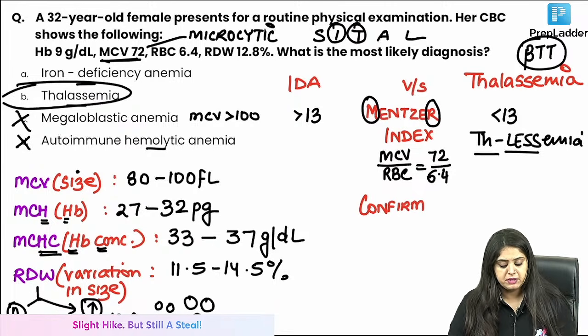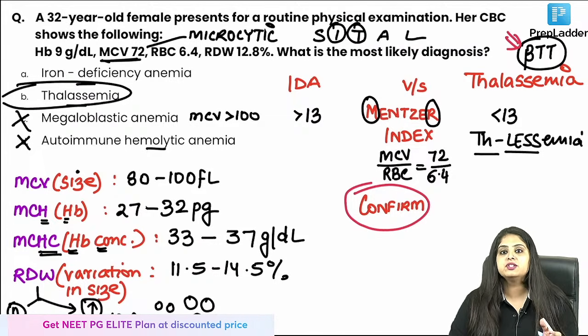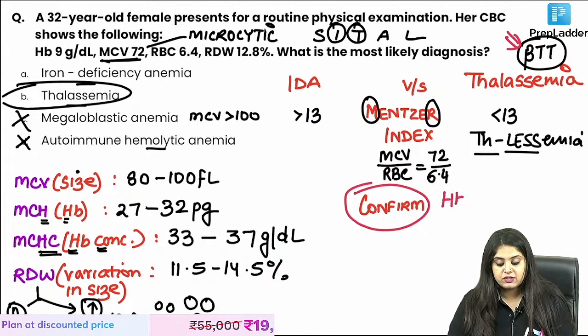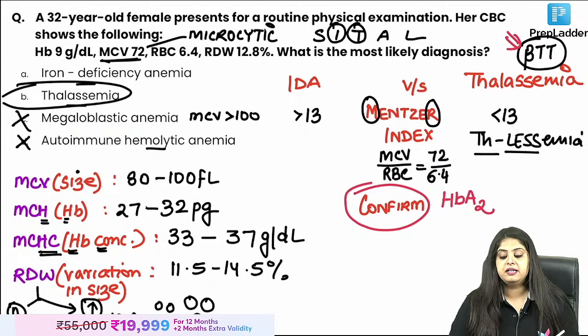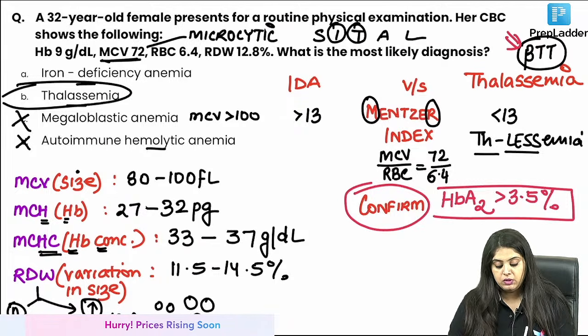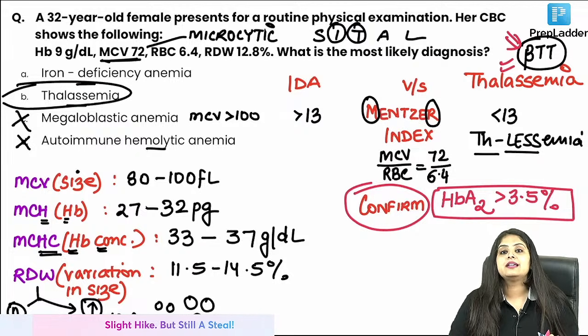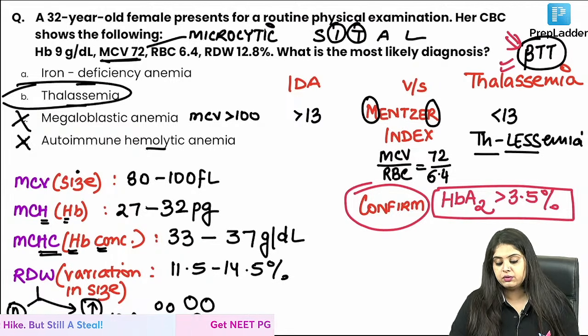If I have to do confirmation, because you are labeling someone to have a genetic problem, you have to be dead sure about it. You will have to do HbA2 levels. HbA2 levels more than 3.5% will tell you that it is definitely, 100%, no doubt now, a case of thalassemia trait. Is that okay with everyone? Yes.